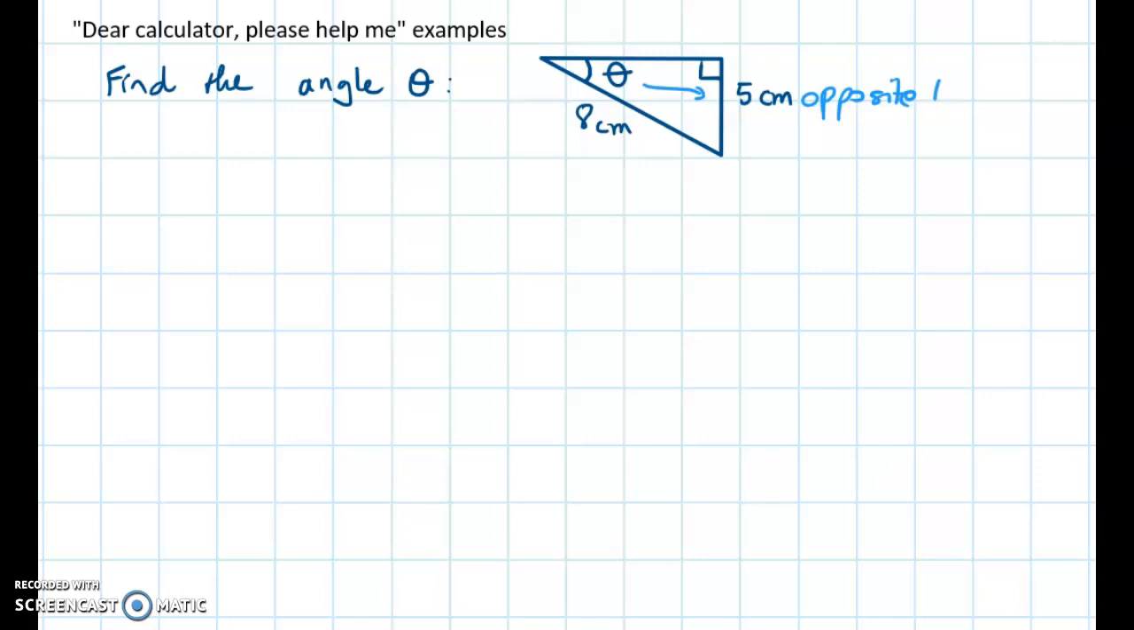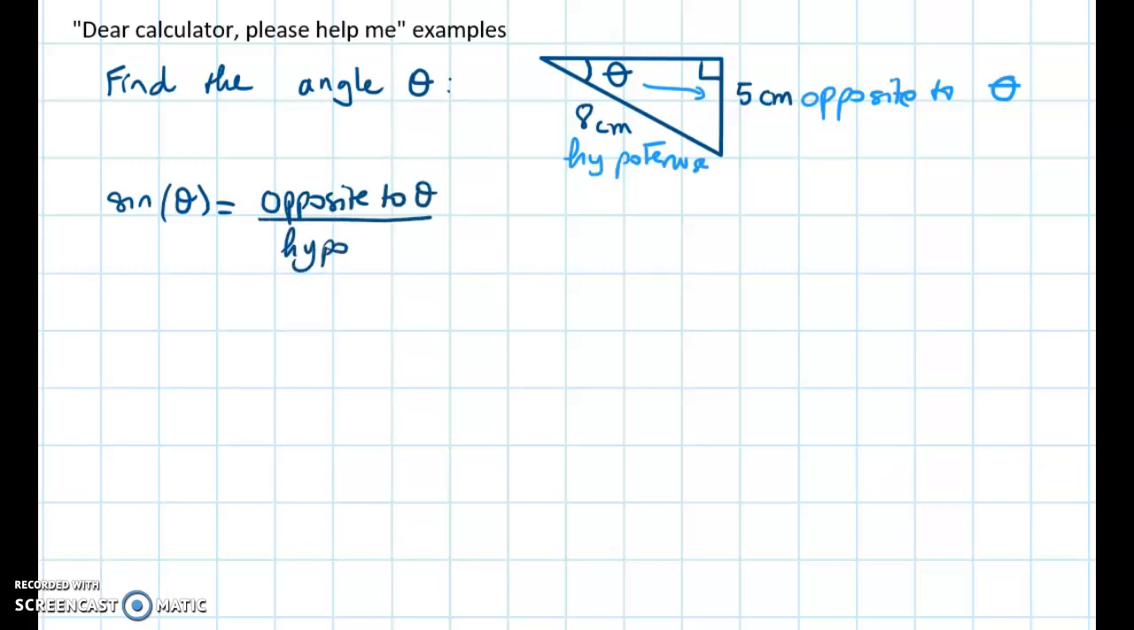So we are in the situation where we want to find a trigonometric ratio that relates the angle theta, the side opposite to it, and the hypotenuse. And that is, if you are checking your definitions for the trigonometric ratios, this is the sine of theta is equal to the length of the side opposite to theta divided by the length of the hypotenuse. In this case, this means that the sine of theta is equal to 5 over 8.